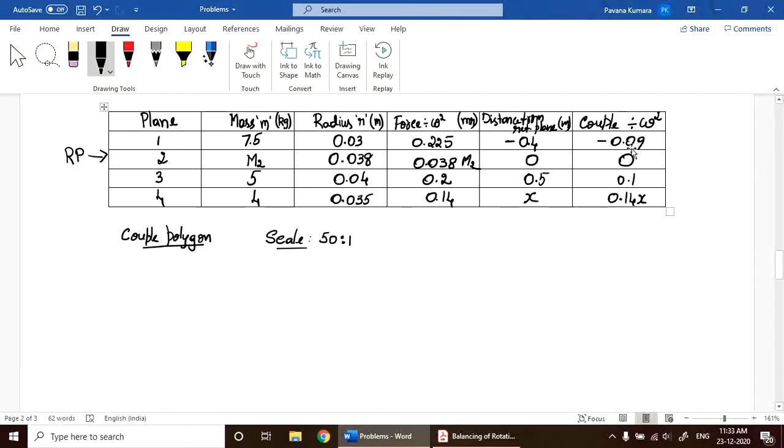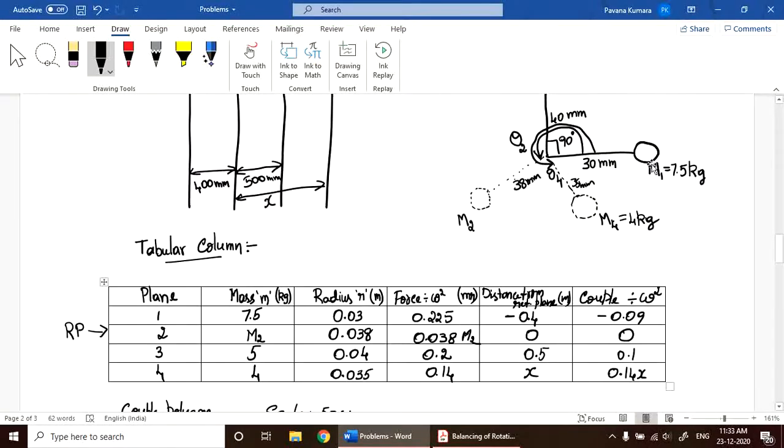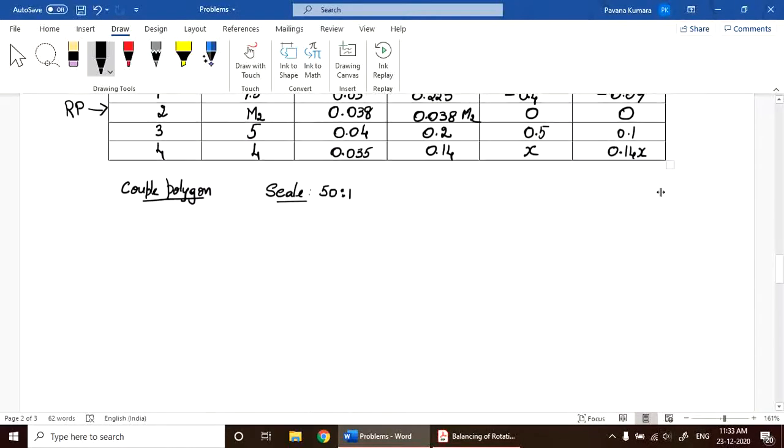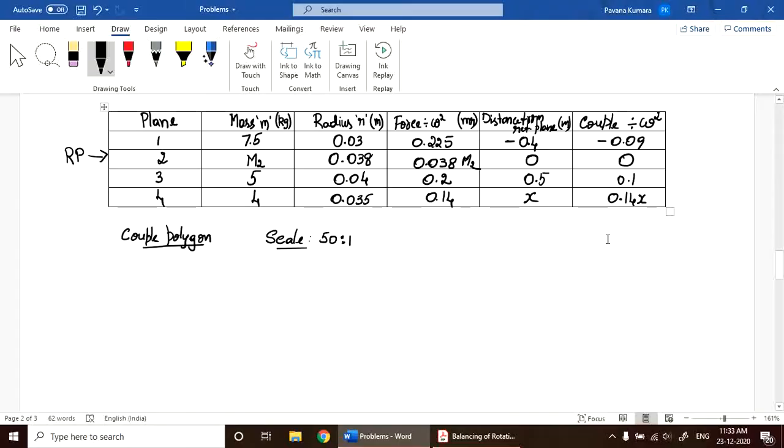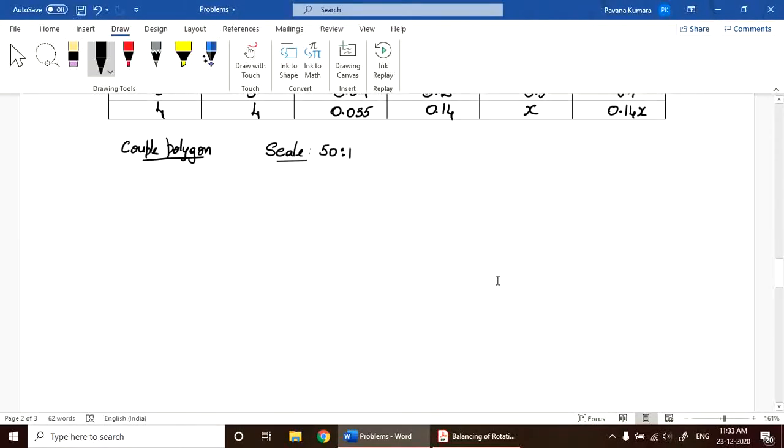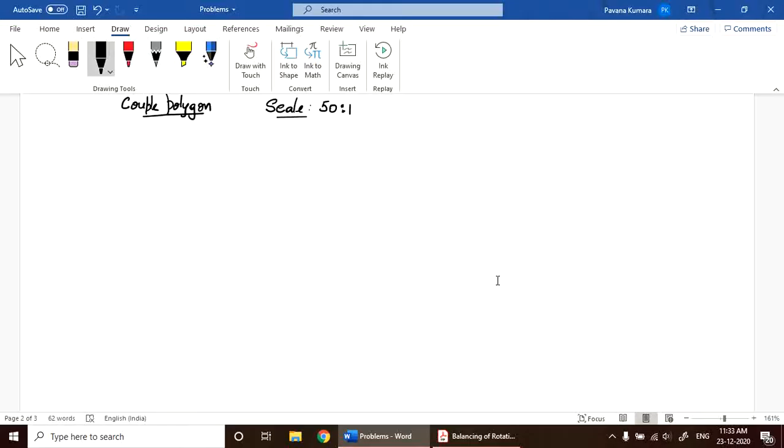What is the angle of this first plane? It is having a 0-degree angle. Correct? It is a horizontal line, but you have a negative sign here, so the direction should be opposite. So take any center point and draw the line in this direction because it is negative. So 0.09 is the length OA, taking the scale 50:1. That means you take 0.09 into 50 and draw the diagram.